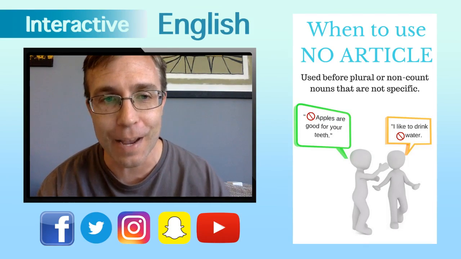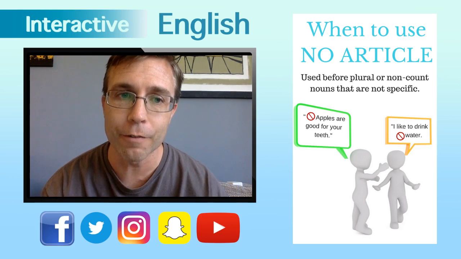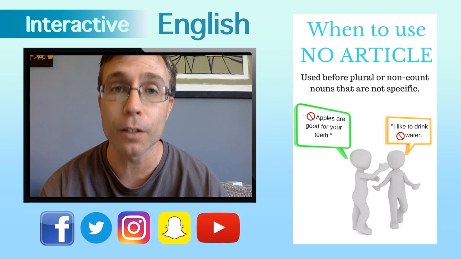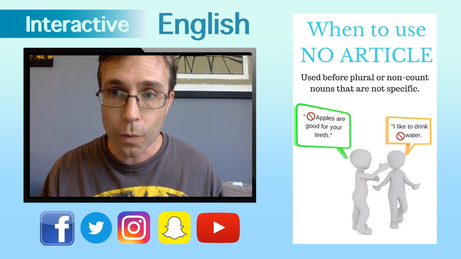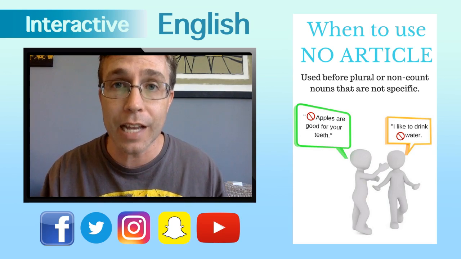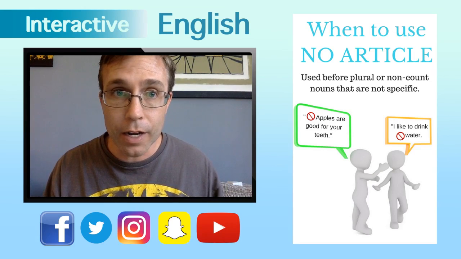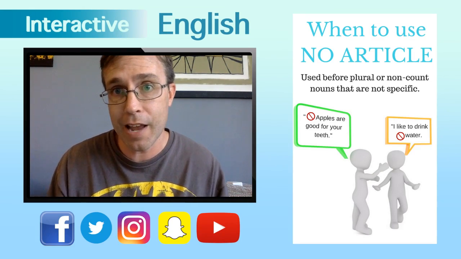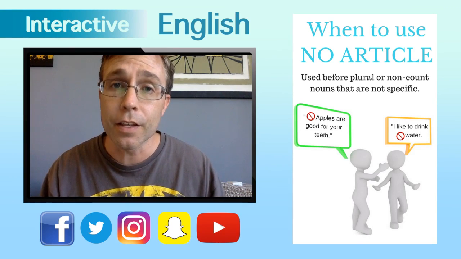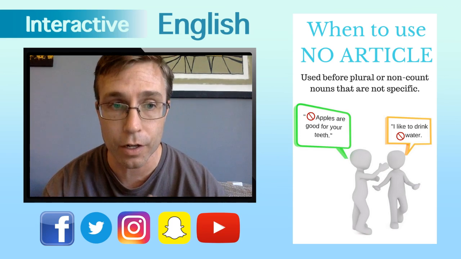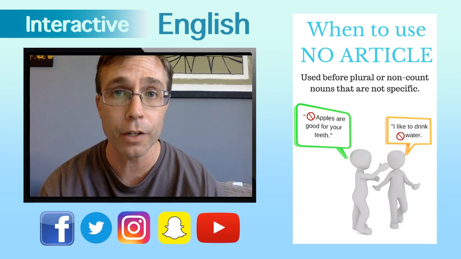So look at these examples. We have another weird little conversation here. Apples are good for your teeth. Apples is plural, but is it specific? No. We are talking about it in a general sense. Do we know which apples we are talking about? No. Just apples in general. Could be red apples, could be green apples, any apple. They're good for your teeth. So we do not use an article before the noun apples. This is when the zero article comes into play.